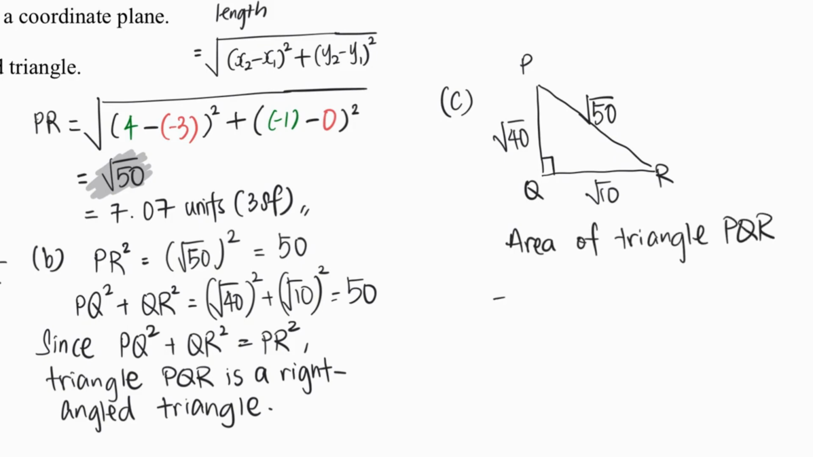PQR, simply half times base times height. So that the final answer would be 10 units square. And we are done with this example. So let's move on to the next example.